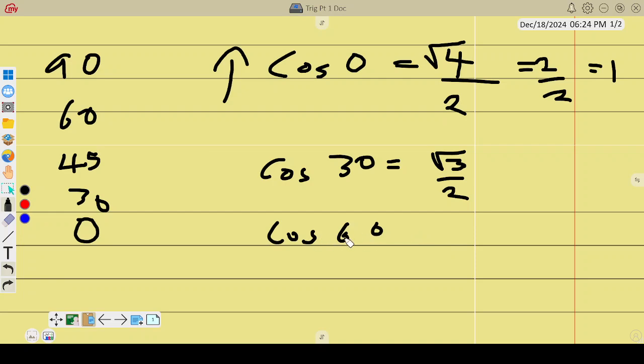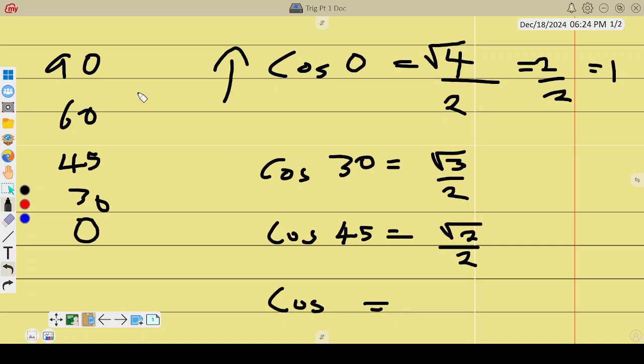I'm talking about 45 and I'm writing 60. So cos 45, how many numbers are above 45? We have 1, 2. So it means square root of 2 over 2. This is cos 45. And then cos 60, you can manage, it's 1 over 2.